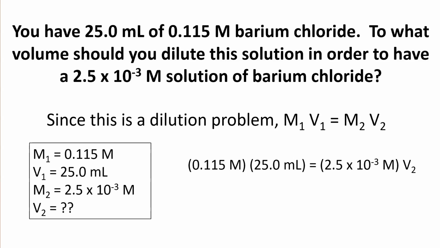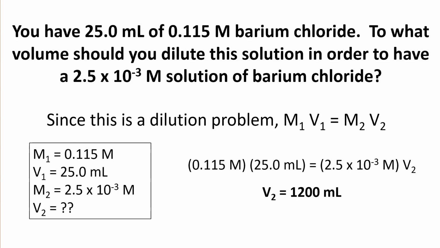All right, now I need to do some algebra. And again, keep track of significant figures. I'm limited to 2 significant figures by the 2.5 times 10 to the minus 3 molar value for our final concentration. So our volume 2 is 1200 milliliters.